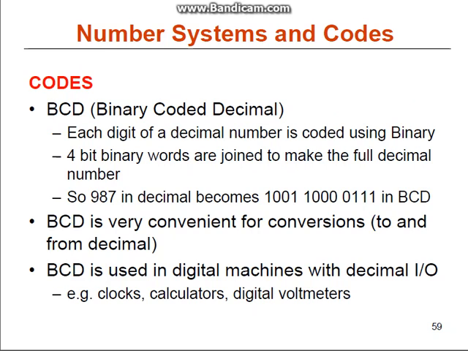And then lastly, I want to go through very quickly over here. We have something called the BCD. BCD is basically each digit of a decimal number coded using binary, and usually it goes by 4 bits. So BCD is very simple. 987 in decimal literally becomes its BCD equivalent. How it works is that each digit is always converted into its 4-bit equivalent. Very, very simple. What do we use it in? Digital machines, clocks, digital calculators, voltmeters, and so on.